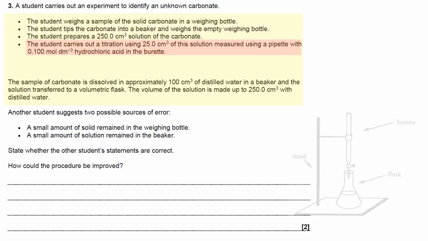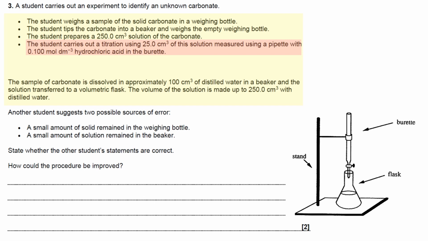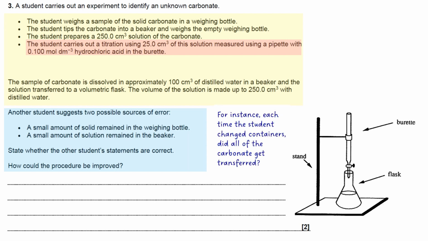Finally, they carry out a titration using this standard solution, and the standard solution will go into the burette, and the flask will have what we call the titrant, the material or the substance you're trying to work out the concentration of. So the next student suggests 2 possible sources of error. So we might want to think about what's missing. We mentioned the idea of rinsings earlier on. So each time the student changed containers, did all of the carbonate get transferred?